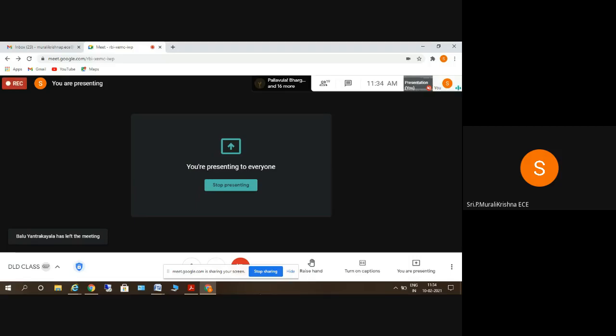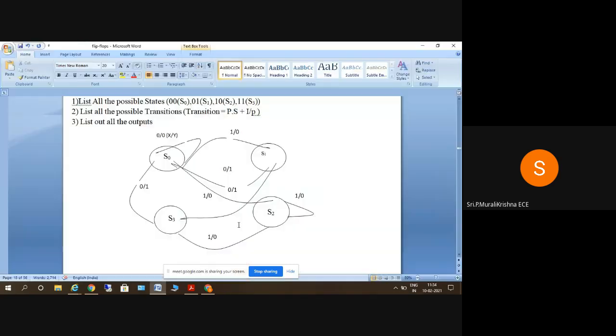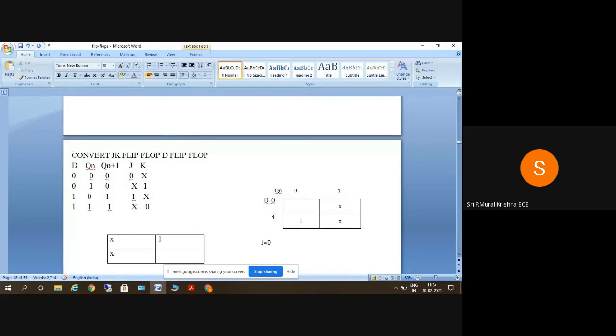Okay, so we need a truth table and excitation table for flip-flop conversion here. Take down this problem: convert JK flip-flop to D flip-flop. So what we need is the JK flip-flop to be converted to a D flip-flop.